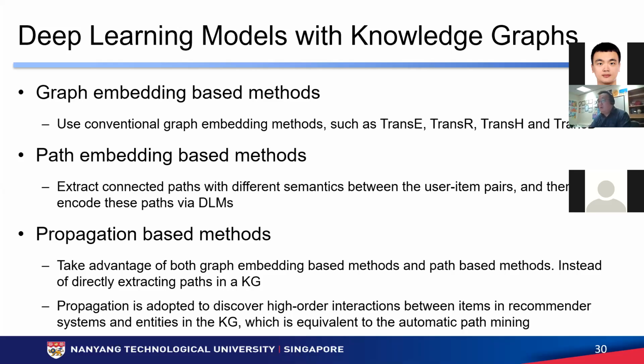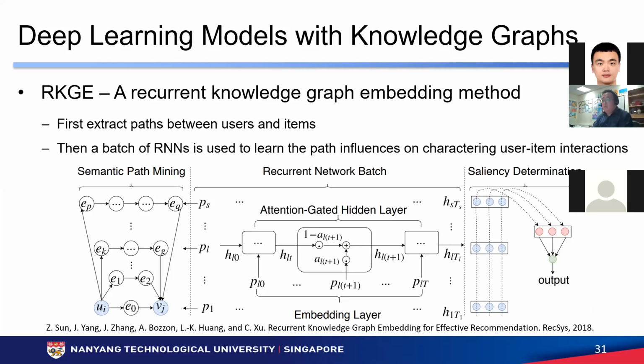The more advanced approach is the propagation-based methods. These methods take advantage of the graph-based methods, as I mentioned for the network features, like GNN and GCN, instead of directly extracting the paths in a knowledge graph. This propagation is basically an automatic way to get the path information, and it is an end-to-end approach. Among all those deep learning-based models with knowledge graphs, I will just briefly mention one example. This is an approach proposed by my former PhD student Shen.